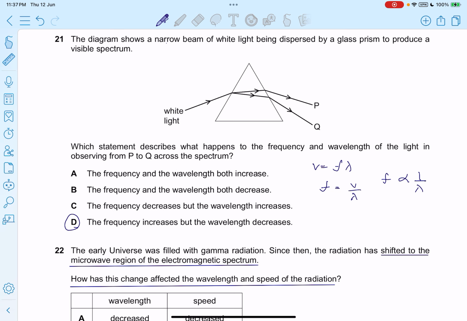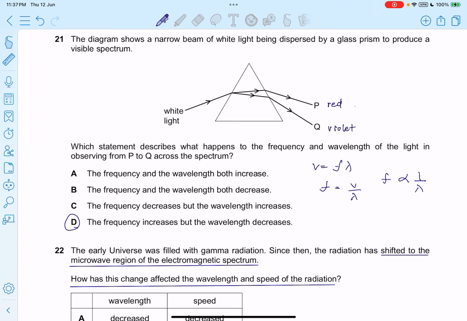21. The diagram shows a narrow beam of white light being dispersed by a glass prism to produce the visible spectrum. Which statement describes what happens to the frequency and wavelength of the light in observing from P to Q across the spectrum? So P should be red and Q should be something that's not red, like let's just say violet.